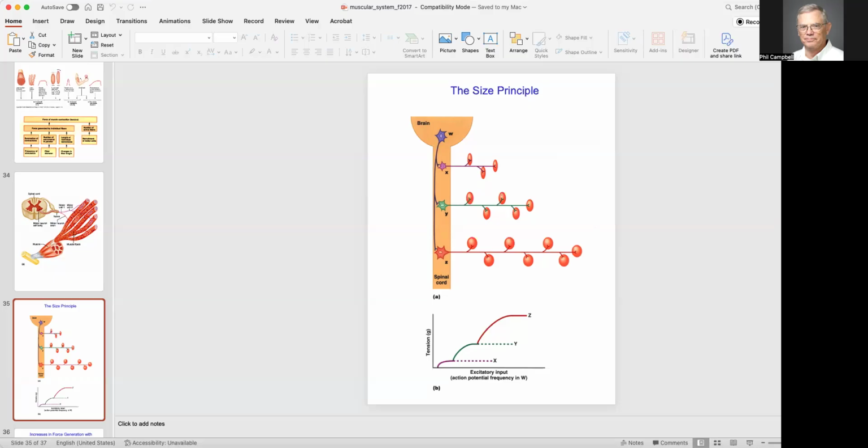I recruit as many muscle cells as I need to do a particular job. What would happen if I didn't have the size principle? That means I would have to stimulate all of my muscle cells at the same time, so I would generate enough contractile force to pick this up. That was my limit, but that's maximal contractile force. I cannot reduce that force.